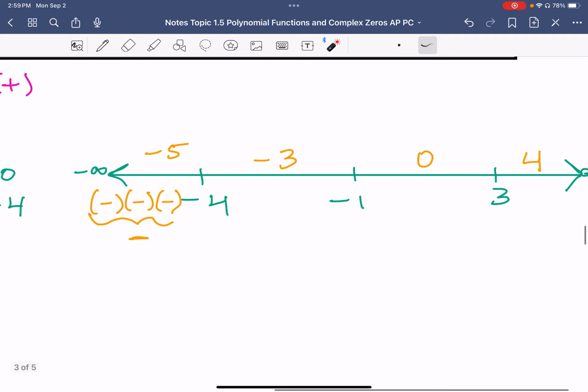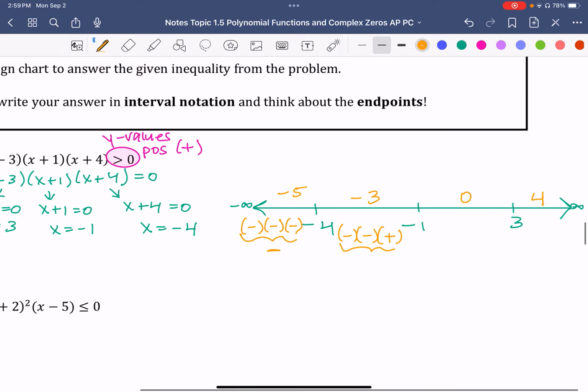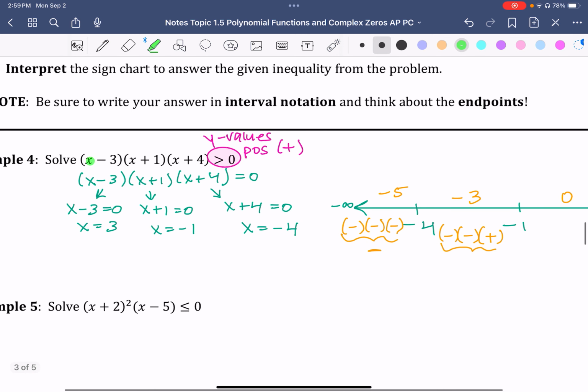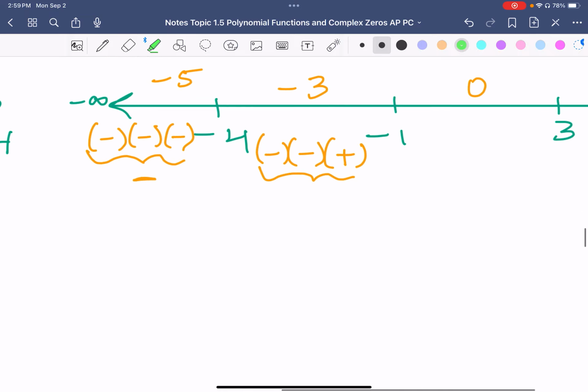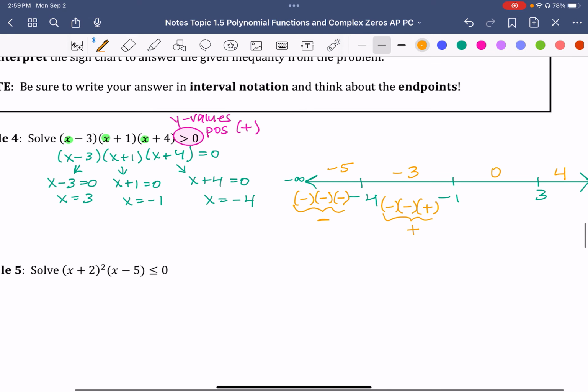So let's keep going. Now we're going to plug in -3. So -3 minus 3 is negative, -3 plus 1 is negative, and -3 plus 4 would be positive. Okay, so remember we're plugging those into these factors here. I just plugged -3 into each of those 3 x's: -3 minus 3, -3 plus 1, -3 plus 4. And I got these signs here. Now I know that 2 negatives make a positive, and a positive times a positive is going to be a positive. Okay, now we're going to plug in 0.